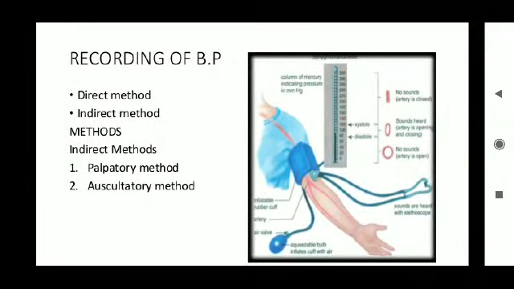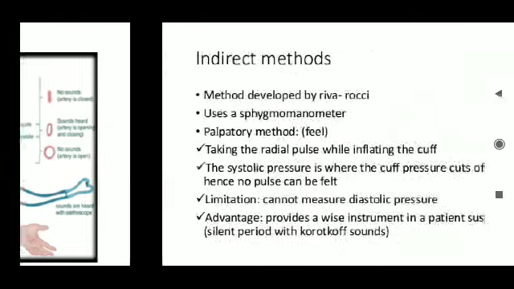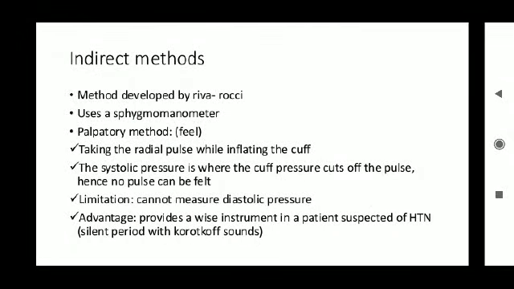Coming to the recording of blood pressure, there is a direct method and an indirect method. In the indirect methods, there are two types: palpatory method and oscillatory method. Discussing the indirect methods in more detail, these are methods developed by Riva-Rocci using a sphygmomanometer. In the palpatory method, we use feel as the method to measure the blood pressure.